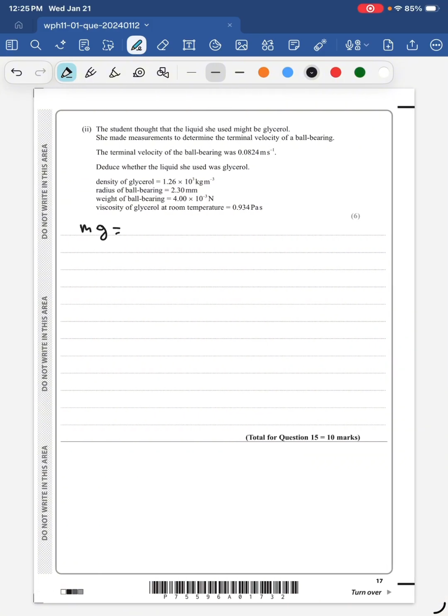So m times g should be equal to the drag force, which is the Stokes force, 6 pi times the viscosity eta times the radius of the ball bearing times the velocity, which is the terminal velocity, plus the upthrust, which is the density of glycerol times g times the displaced volume. The weight, m times g, is just 4 times 10 to the negative 3 newtons. So we have that.